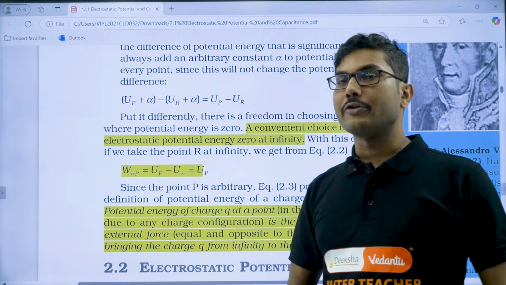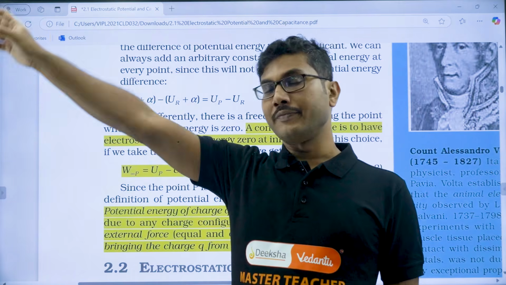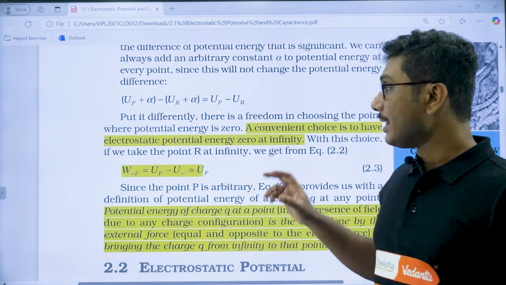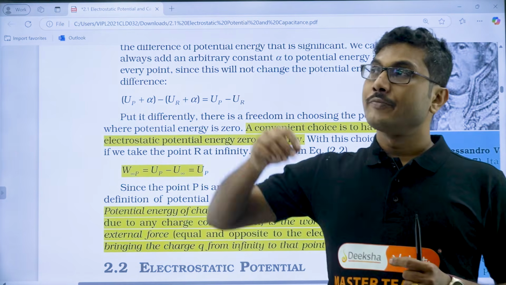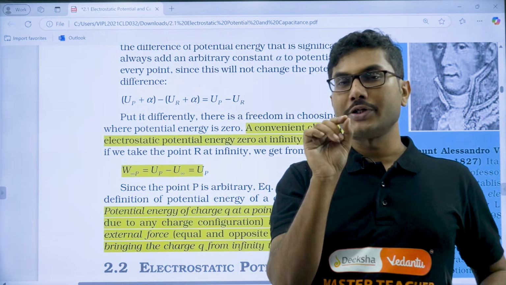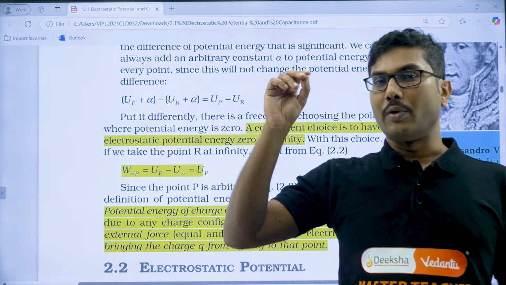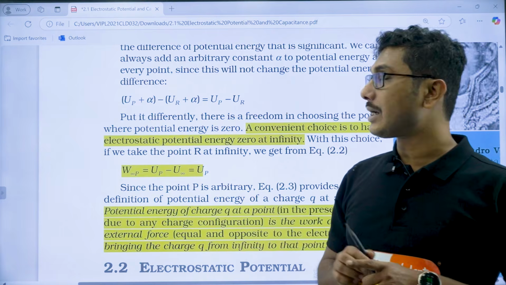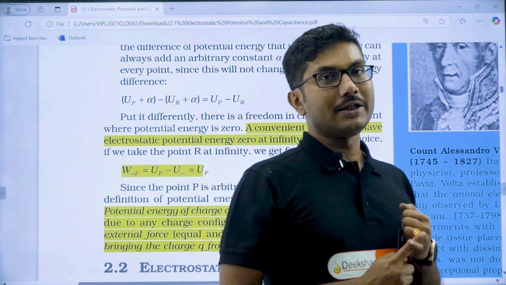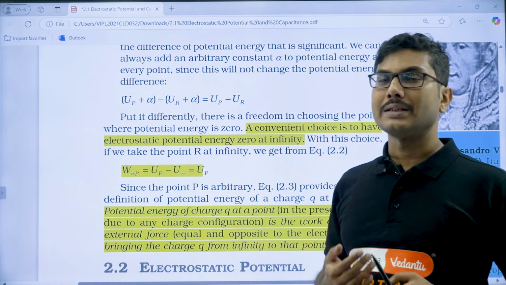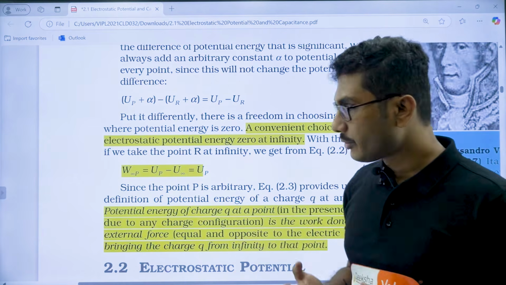So at infinity the electrostatic potential energy is 0, and if you bring the charge from infinity to a point in the electric field, the work that you do is the potential energy of that point. From infinity to point A, that is the potential energy of point A. From infinity to point B, that is the potential energy of point B. Now, A to B is the potential energy difference. These are the things you have to remember: absolute potential energy and potential energy difference. In most cases potential energy difference is important, but sometimes absolute potential is also important.